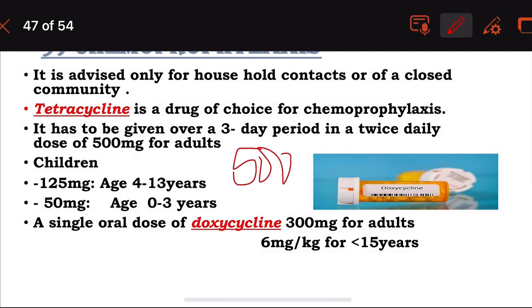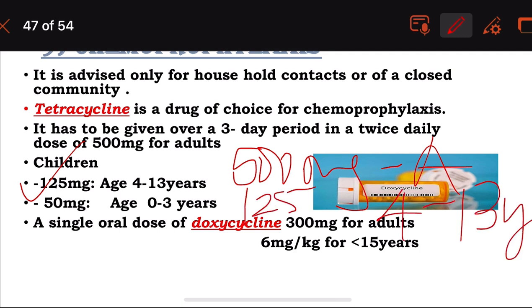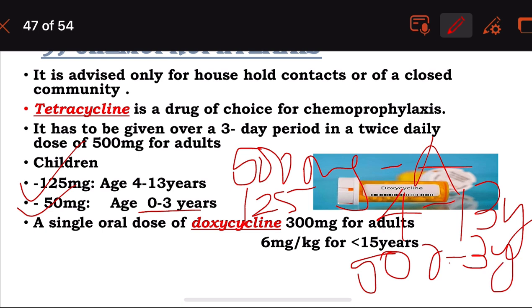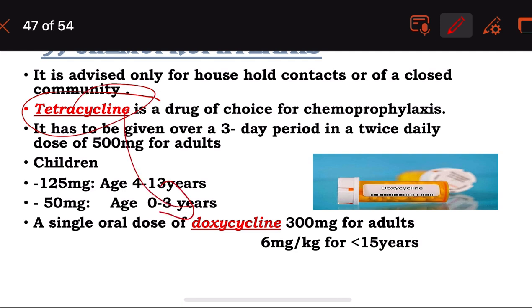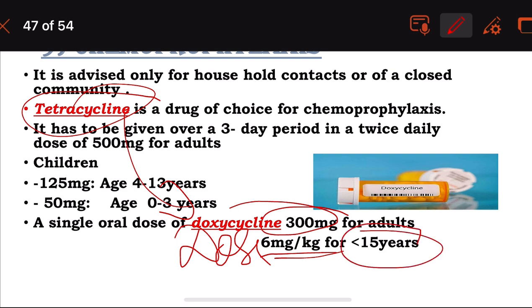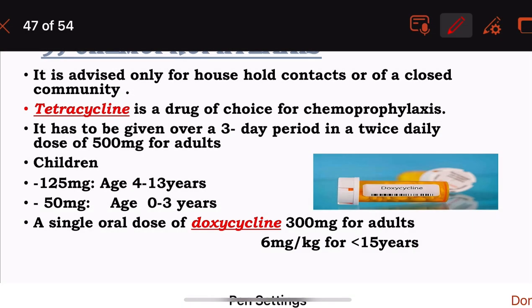In adults it is 500 mg, and it is 125 mg in 4 to 13 years. It is 50 mg in the age group of 0 to 3 years. A single oral dose of doxycycline 300 mg for adults is recommended. Out of these tetracyclines, one of the commonest used is doxycycline. It is 300 mg for adults. What is the dose for children? It is 6 mg per kg body weight for less than 15 years.